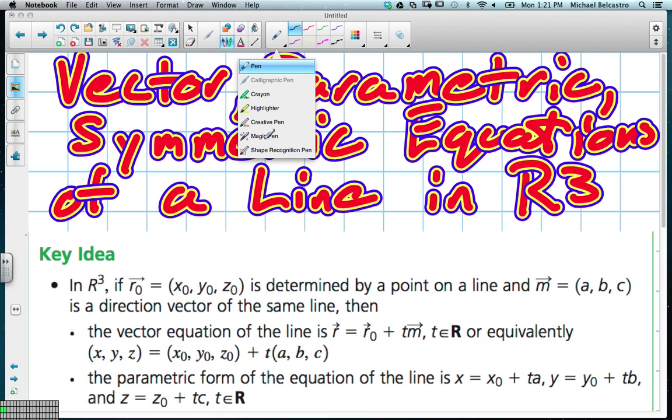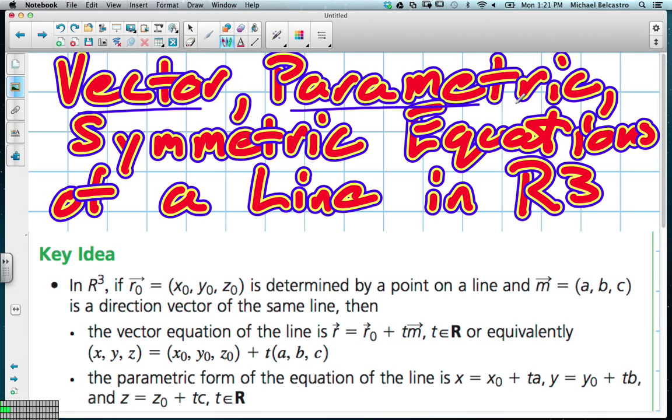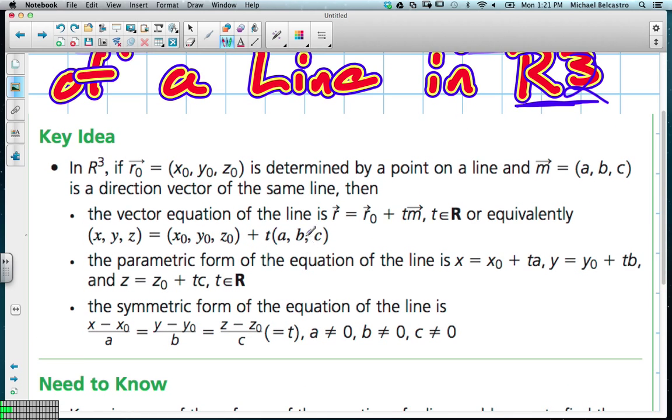So we're going to look at vector, parametric, and symmetric equations in 3 space. So a little different from what we were doing before. Before we worked with just 2 space. And we'll scroll down here to a couple examples. In 3 space, our coordinate, instead of just writing an x and a y value, we also have a z value. There's a third dimension involved.